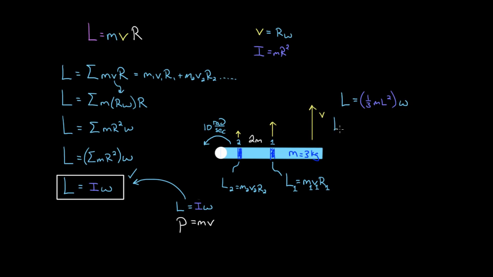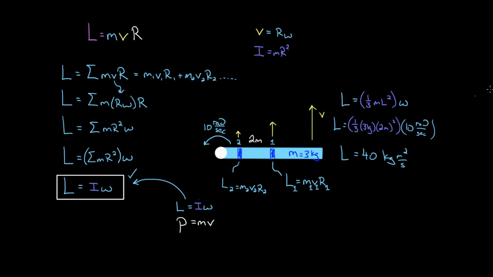So if I plug in numbers, I get the angular momentum of this rod is going to be 1/3 and then times 3 kilograms, times the length of the object was 2 meters, and we square that. And then we multiply by the angular speed, and that was 10 radians per second, which gives us an angular momentum of 40 kilogram meters squared per second.